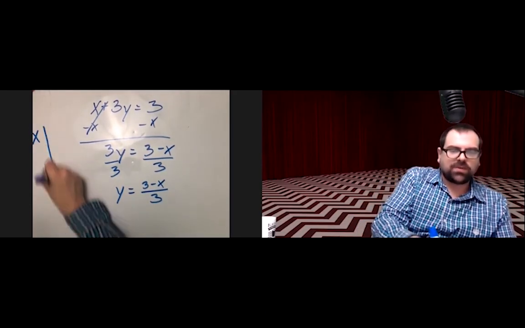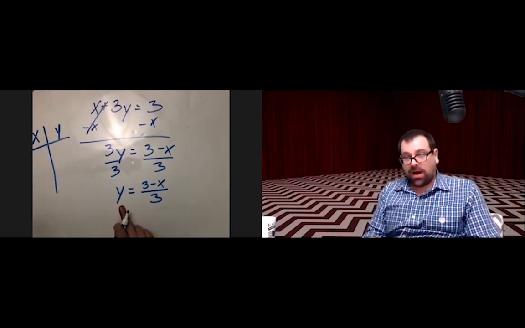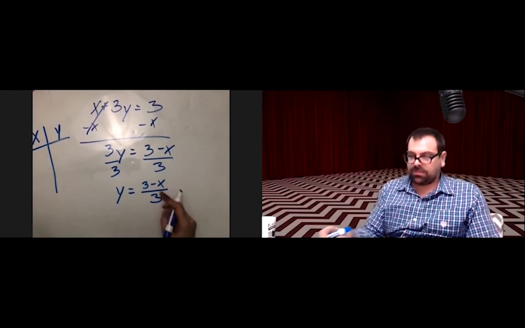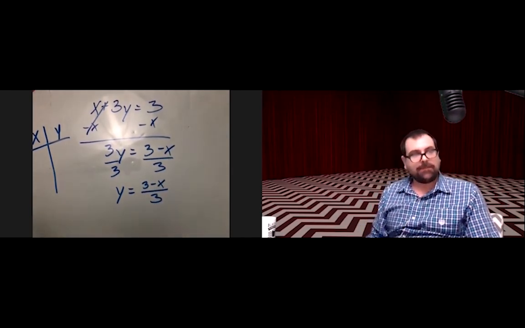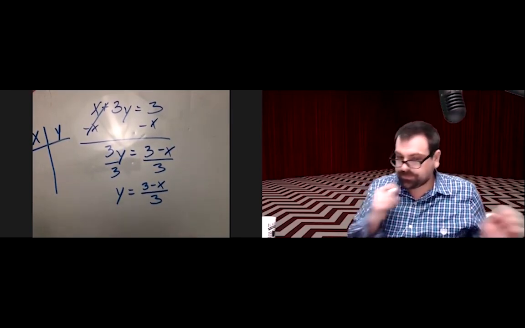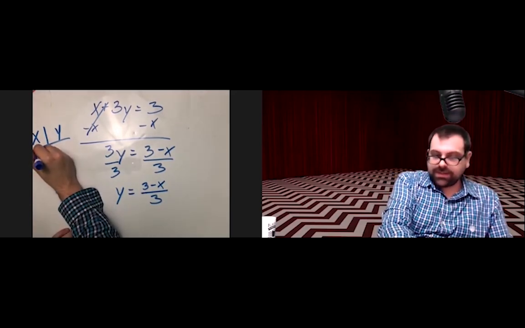So let's make our x and y table. We know how to get our y's. We're going to pick our x, plug it in, and get our y. Okay. So I'm going to go ahead and pick a couple negative x's.